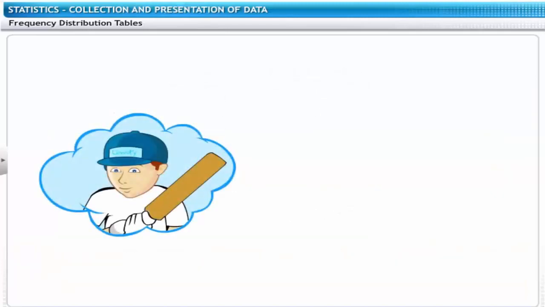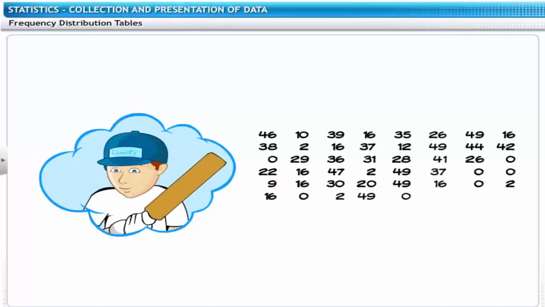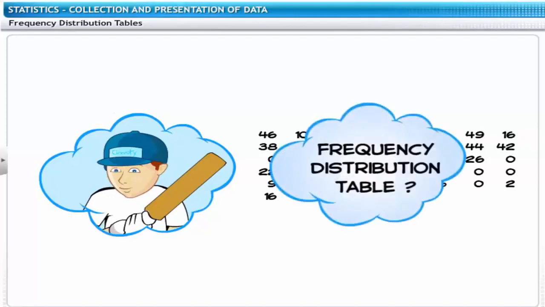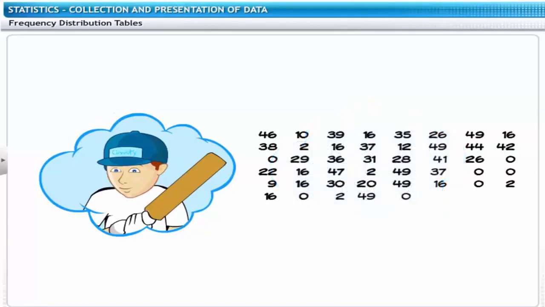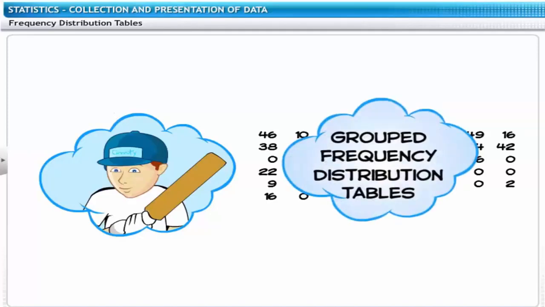Now, consider Mr. Pinch Hitter's scores in the last 45 innings. If we make a frequency distribution table like the one we made before, it would be a long table and difficult to read. When we deal with large amounts of data, we create what we call grouped frequency distribution tables. Let's take a look.